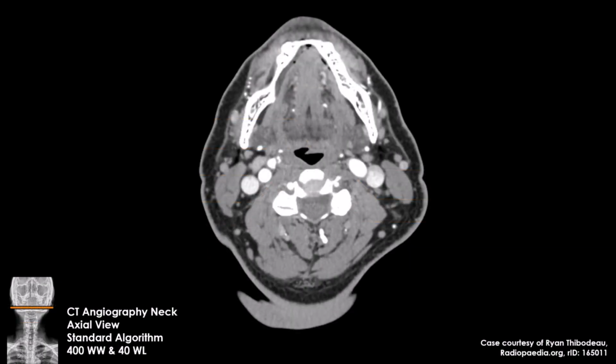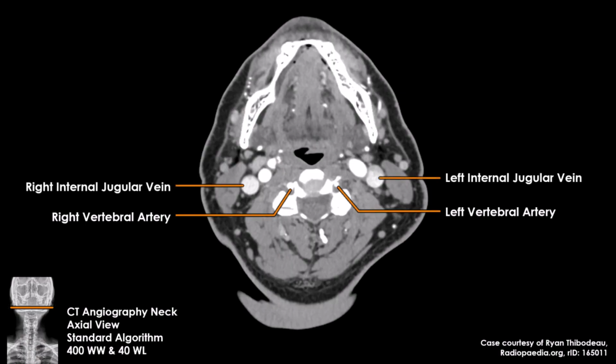Moving superiorly in the axial plane, we've jumped several levels. Some anatomy looks the same, and some is beginning to look different. We can still see the right and left vertebral arteries within the transverse foramina. We can see the right and left internal jugular veins. They have moved posteriorly compared to the previous level, but they are still the largest vessels of the neck. At this point in the scan, they appear slightly opacified with contrast. That's because we are now late enough into the injection cycle that contrast has made its way into venous drainage.